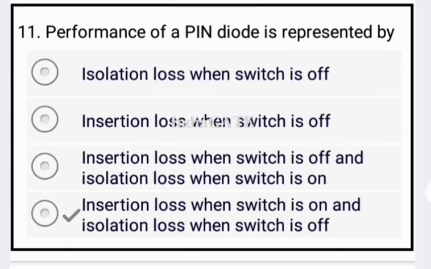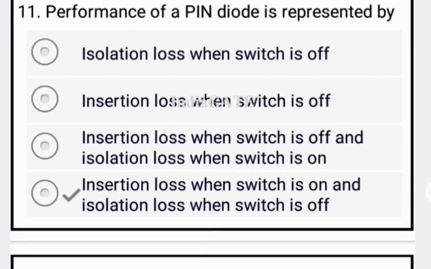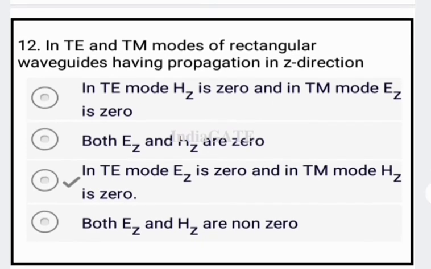Next question, performance of the PIN diode is represented as insertion loss when the switch is on and isolation when the switch is off. Option D is correct. Next question, in TE and TM modes of a rectangular waveguide with propagation in the Z direction, the correct answer is option C. In TE mode, Ez is 0 and in TM mode, Hz is 0.